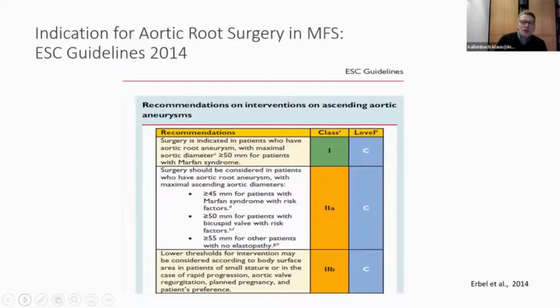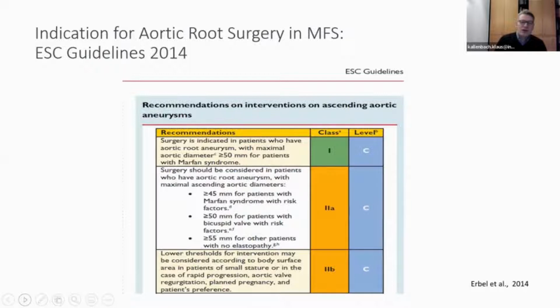So surgery, if you look at the first line, is indicated in patients who have aortic root aneurysm with maximal aortic diameter of 50 millimeters for patients with Marfan syndrome. This is a class one recommendation, a very strong recommendation, where the authors assume that this is absolutely beneficial, but the level of evidence is C. So there is actually almost no data existing to prove if this is true. And this is also true for the next line.